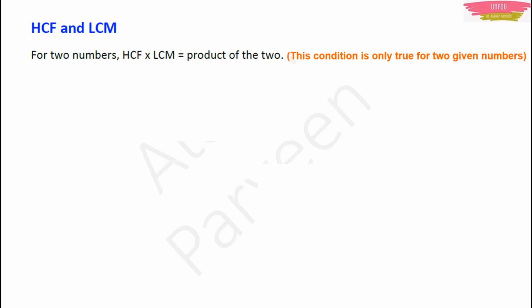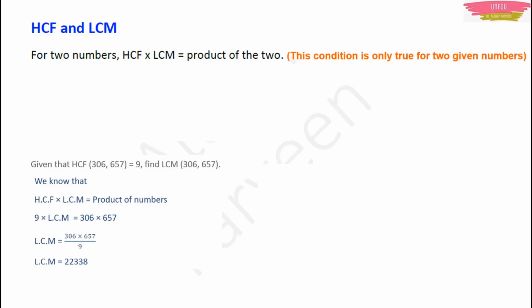For example, if you have a question like this. Given HCF of 306 and 657 is equal to 9, find the LCM. The two numbers are 306 and 657. We know that HCF into LCM is equal to the product of the numbers. With this, I can easily find the LCM, right? LCM will be equal to the product of the numbers divided by the HCF, that is 9. I can get the LCM easily. You can use this, it is actually a short trick to find the LCM. When you have the HCF, you can find the LCM. When you have the LCM, you can find the HCF.